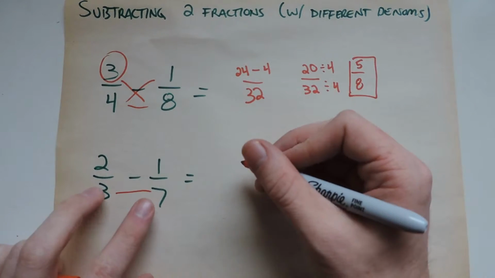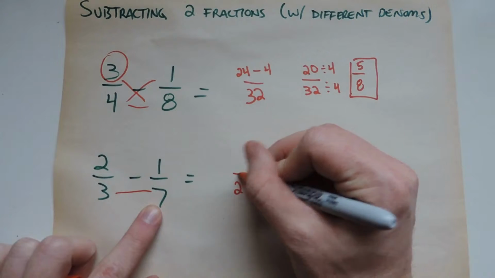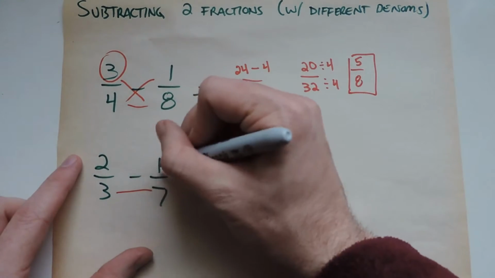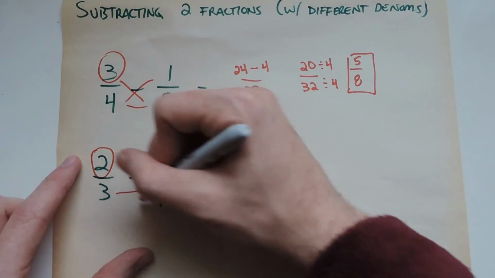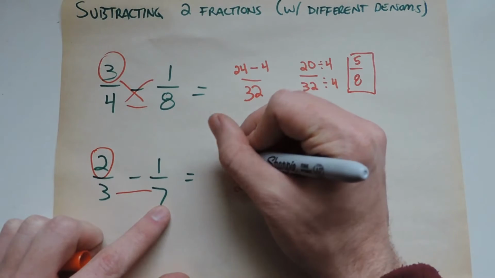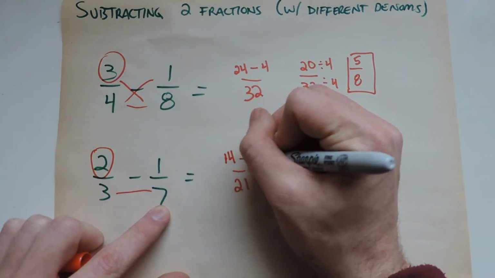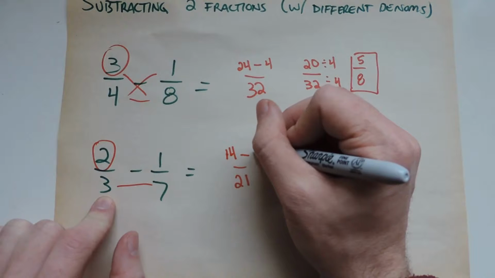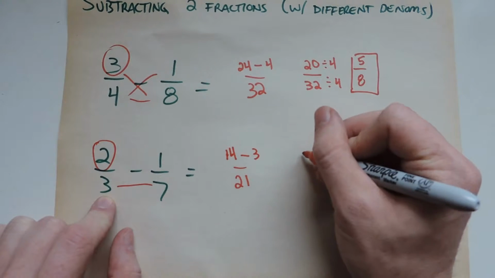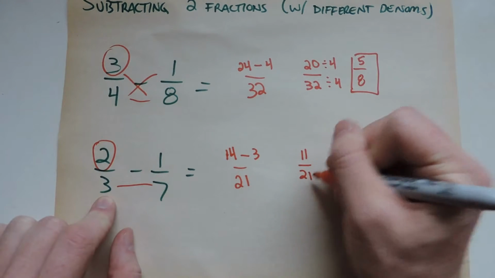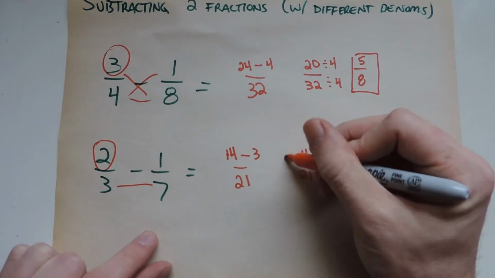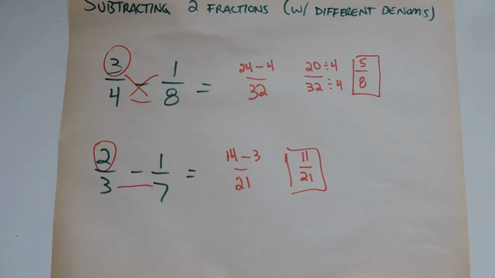So we start with the denominator, multiply 3 and 7 to get 21. Now we're going to do our cross multiplying, again, starting here. So 2 times 7, which is 14, minus 1 times 3, which is 3. We're going to get 11 over 21. And so that we cannot reduce further.